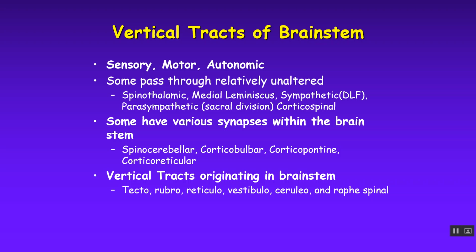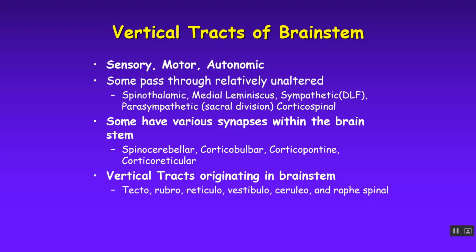Or it can go all the way through, like the corticospinal tracts, which go right on through the brainstem for the most part to go to their destination. Or you have some sensory pathways that just basically use the brainstem as a conduit. They're going right through. These are the vertical tracts of the brainstem. You can have sensory tracts that pass through the brainstem, motor and autonomic. Okay? So these are the ones that pass through relatively unaltered.